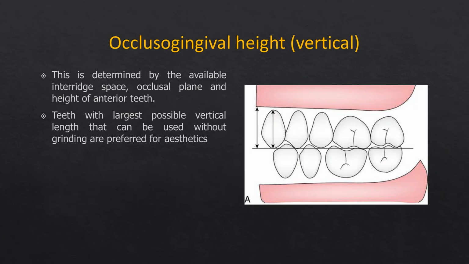Now coming to the occlusogingival dimension, of course the inter-arch space is very important for the selection of the tooth mold. If we have sufficient inter-arch space, then we can select a larger tooth mold. But if we have restricted inter-arch space, we will have to select a shorter tooth mold, or we have to grind the teeth to fit into the inter-arch space between the parallel ridges.